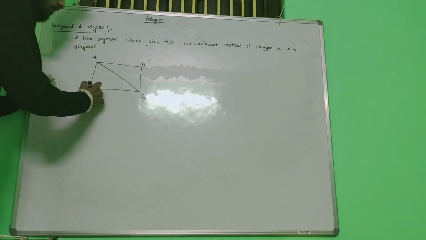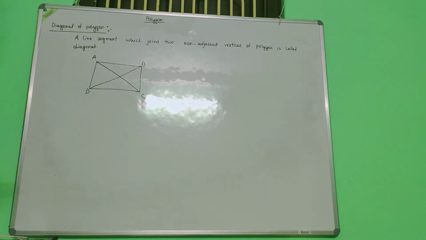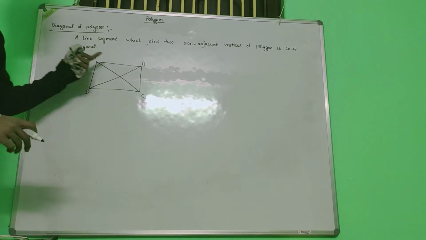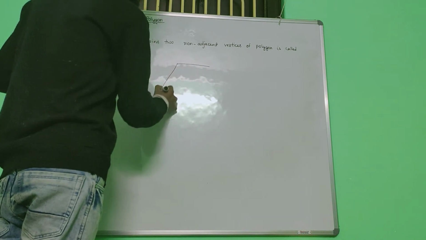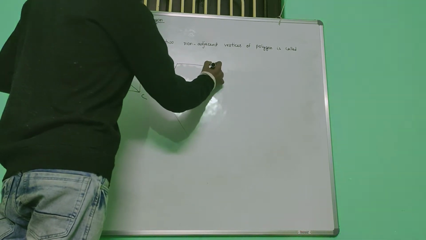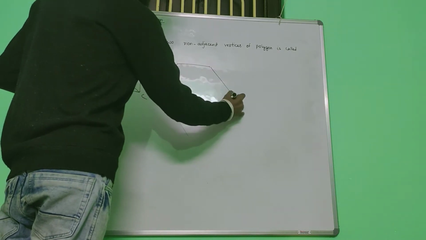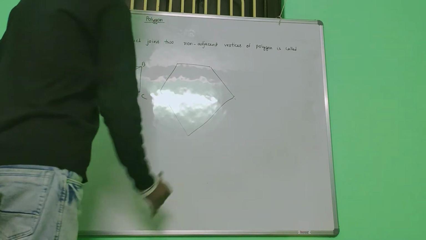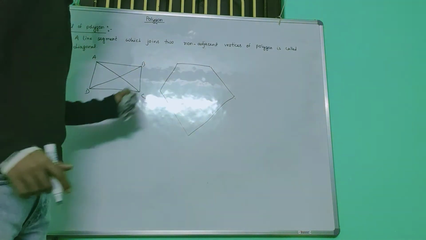And as well as we can draw a line B to D. These are the diagonals of a quadrilateral. If we draw a pentagon, it is a pentagon. Now it has 5 sides.